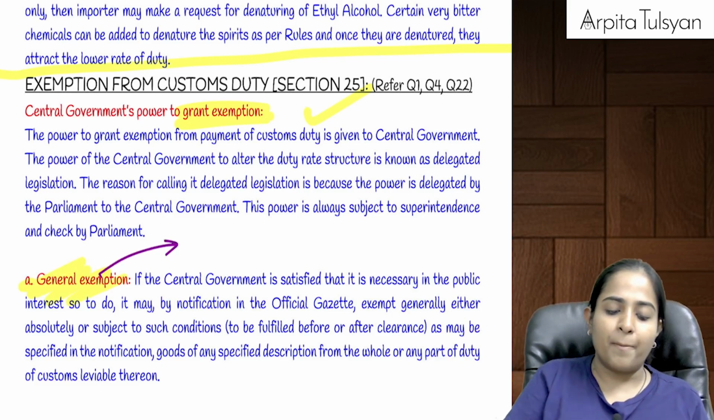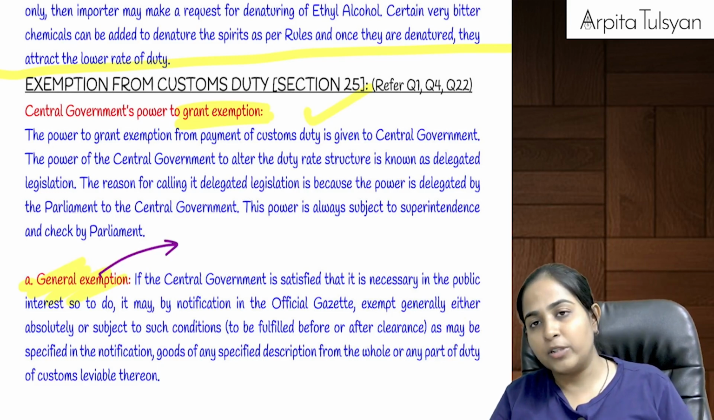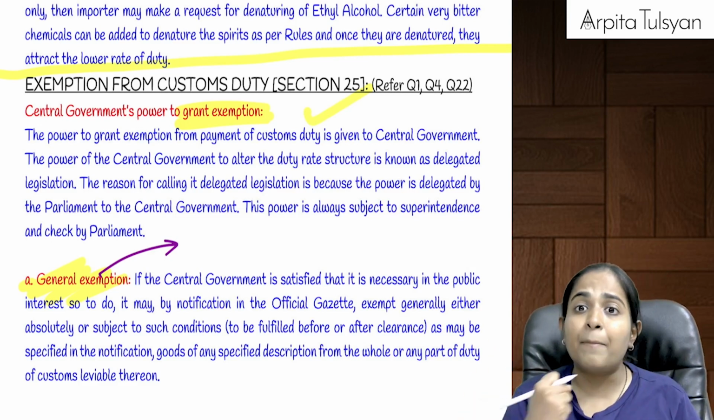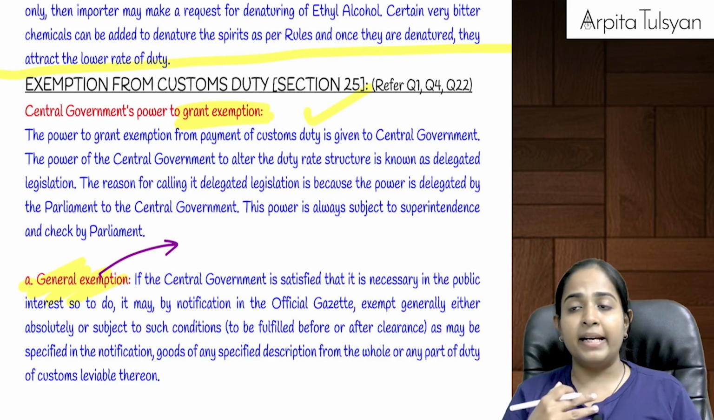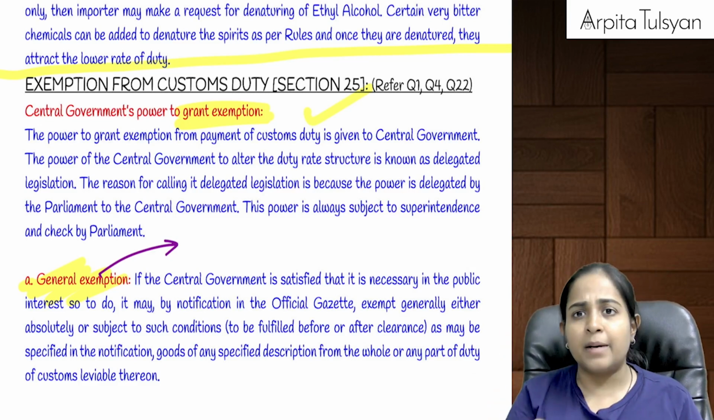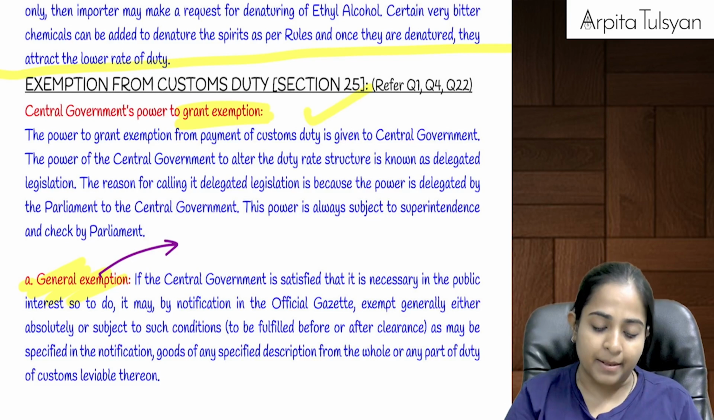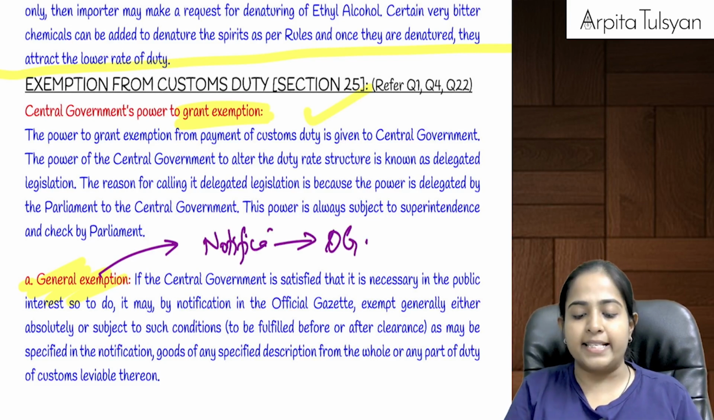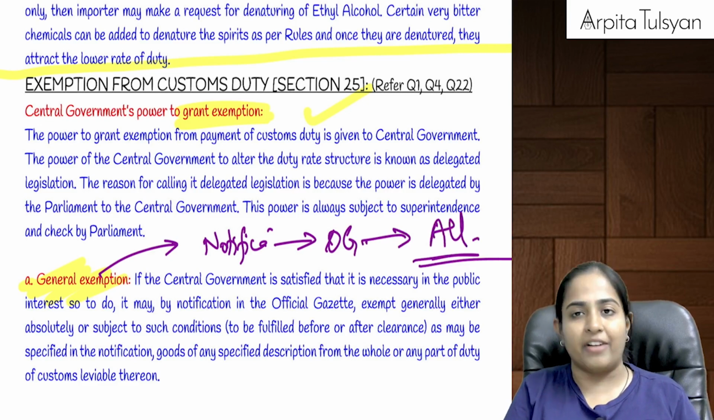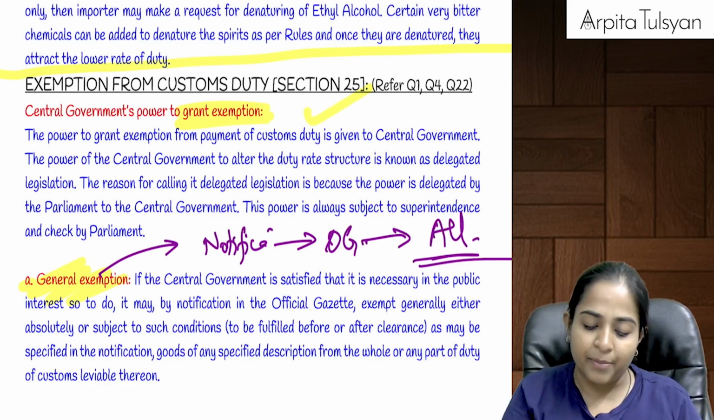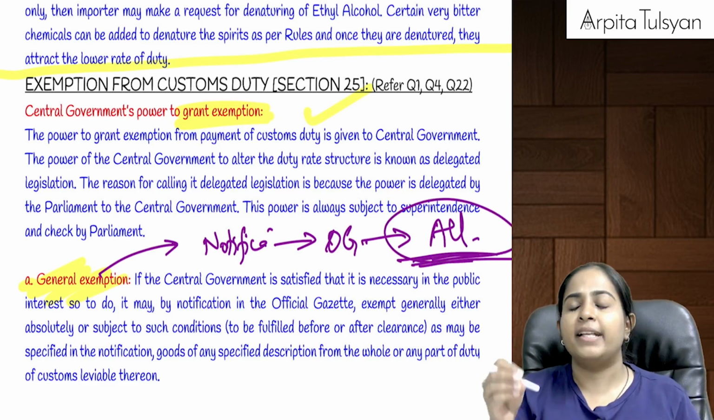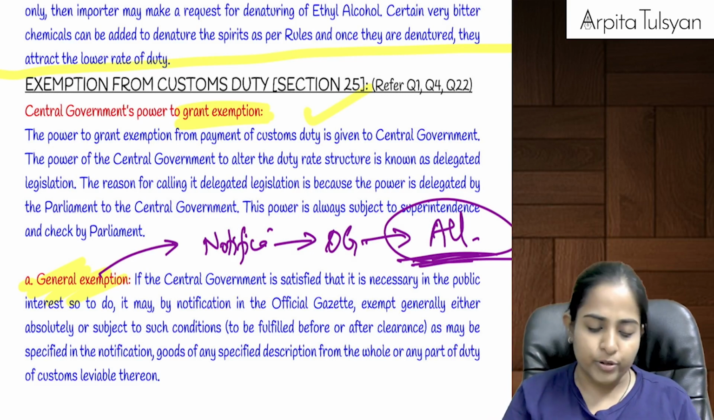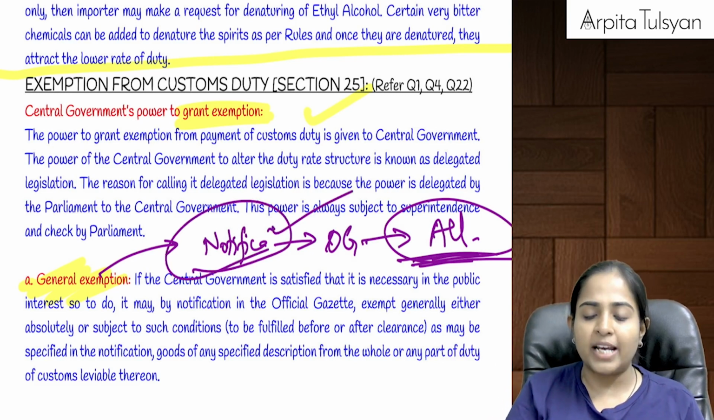General exemption: the power is given by the parliament to the central government, and if the central government is of the opinion that it is in public interest to give some general exemption, then the central government can pass a notification in the official gazette. It will be applicable to everyone, if you are publishing it in the official gazette. The notification will specify what all conditions are there for taking these exemptions and all those things.